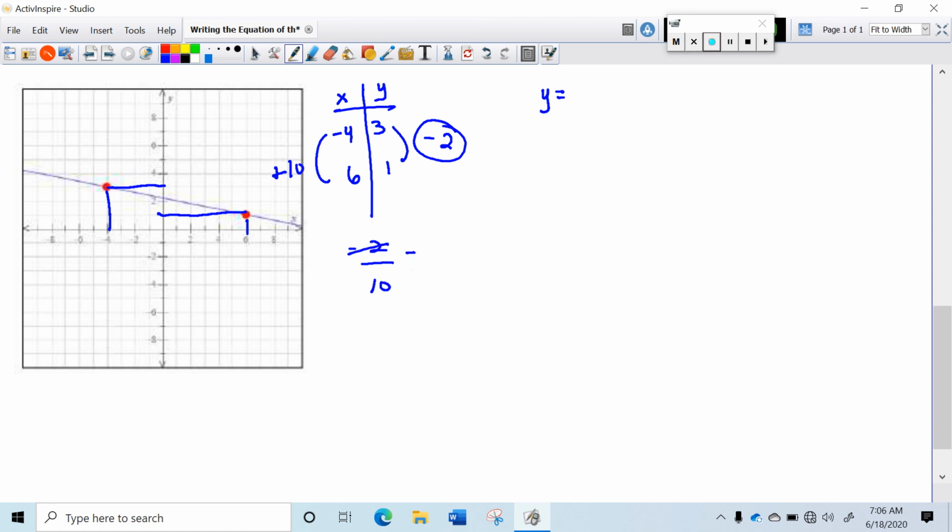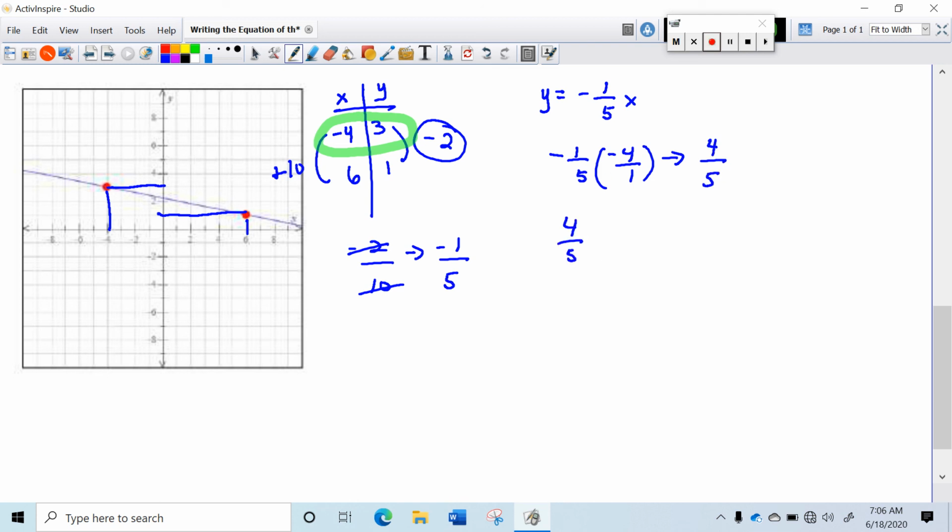Half of negative 2 is negative 1. Half of 10 is 5. I take half of them because they're both even. So my slope is negative 1/5 x. I'm going to take that slope, negative 1/5, times my x value, negative 4, and make it a fraction by putting a 1. Negative 1 times negative 4 is positive 4. 5 times 1 is 5. So 4/5 plus something equals the y value, 3.